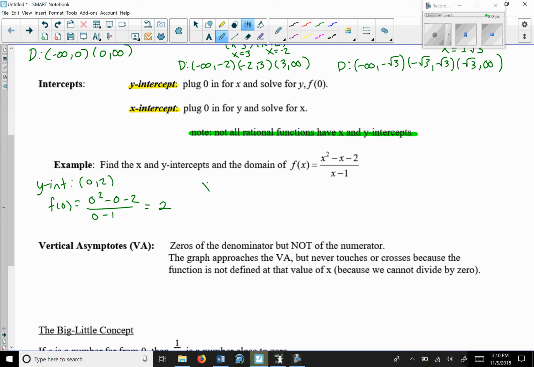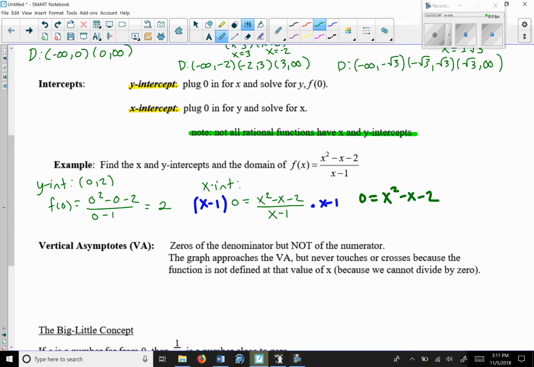For the x-intercept, that's when we set the equation equal to 0 and solve. So we have 0 is equal to x squared minus x minus 2 over x minus 1. But we don't like having that in our denominator, so if I multiply both sides by x minus 1 to get it out of the denominator, notice that we would have x minus 1 times 0, which is just 0. So a lot of the time, when you're solving for a rational function, it's really just the zeros of the numerator, but you also have to check to make sure that they're not zeros of the denominator because we can't divide by 0. If it would be a 0 of the denominator and the numerator, then it's not an x-intercept.